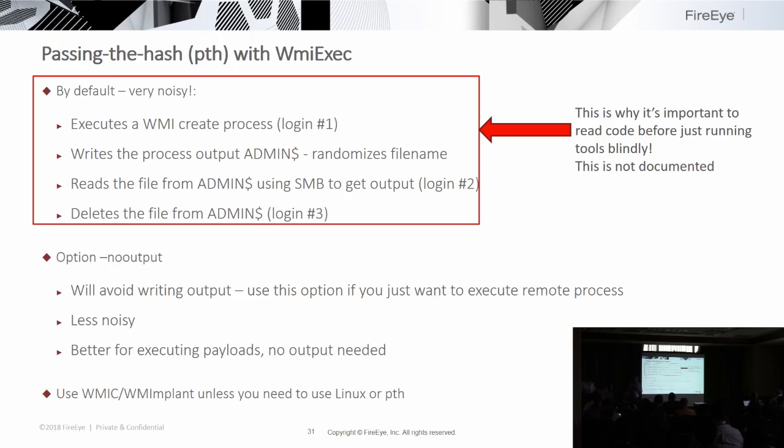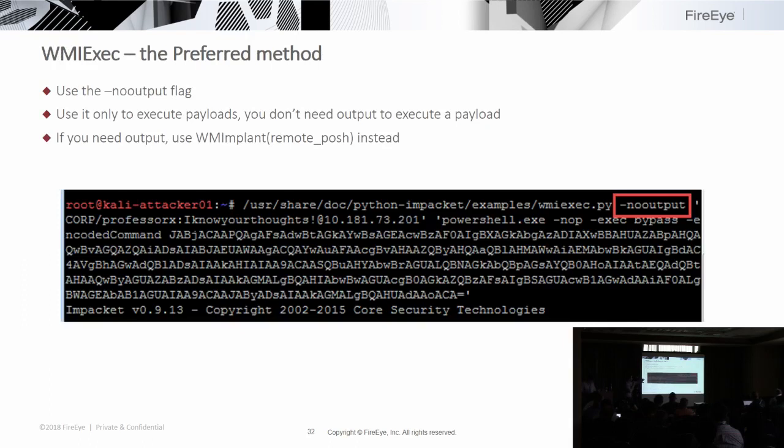So next slide, please. The bottom line in this case is you can use WMIExec with that no output option. You can pass the hash if you want. You can pass it whatever payload that you want in this case. I don't recommend this one, again, because of command line arguments, encoded command. I would recommend one of those lolbin techniques that I just showed you to execute your process.